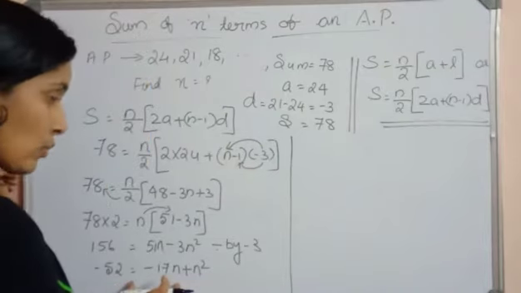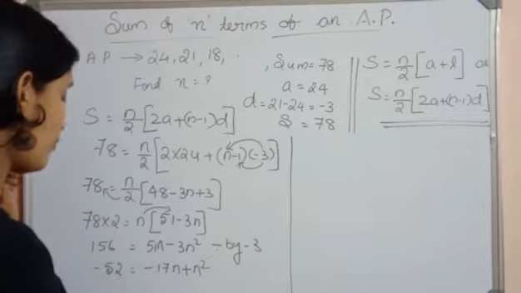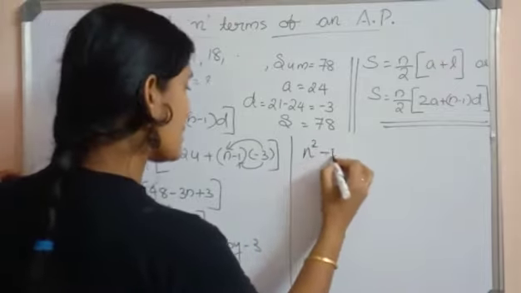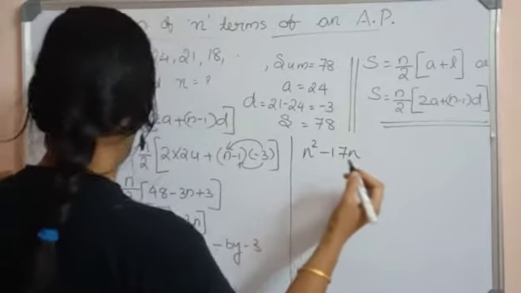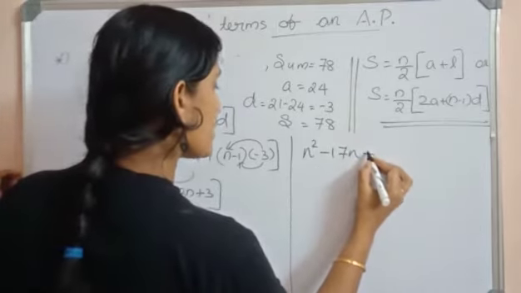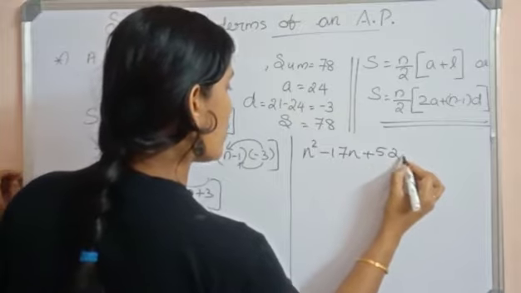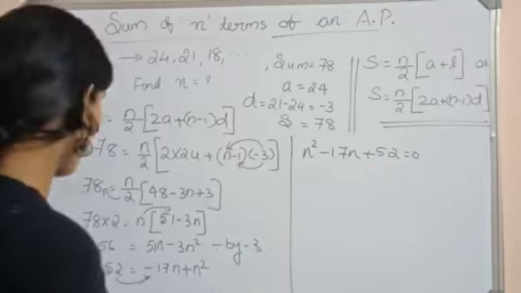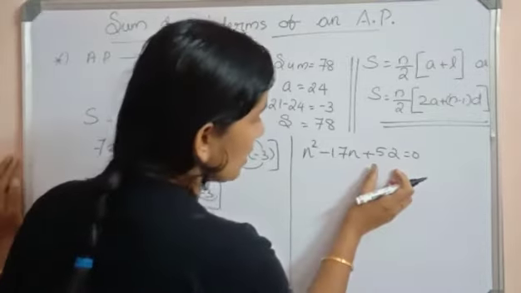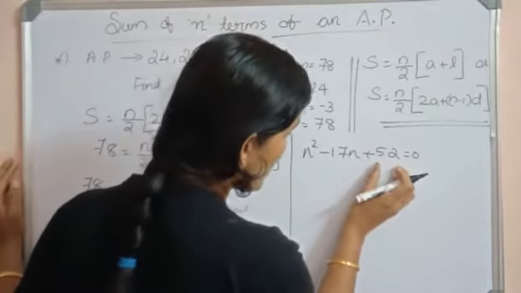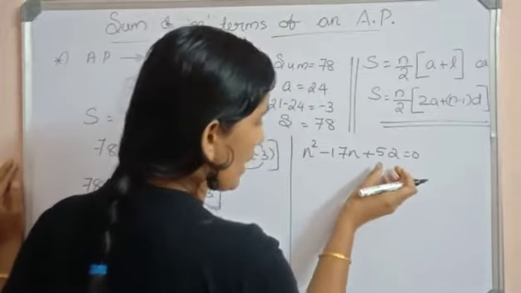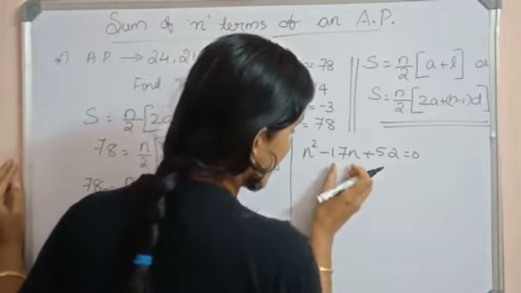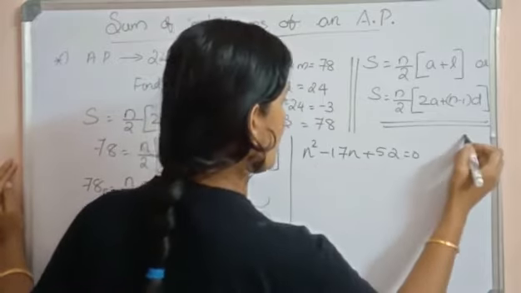You have already studied about quadratic equations. Bring it into that form. We'll get n squared minus 17n plus 52 is equal to 0, because we are bringing 52 to the other side, so this becomes plus 52. Now we need to find the factors of this 52 such that when you add those two terms, you get minus 17, and when you multiply the same numbers, you must get 52 as the product.